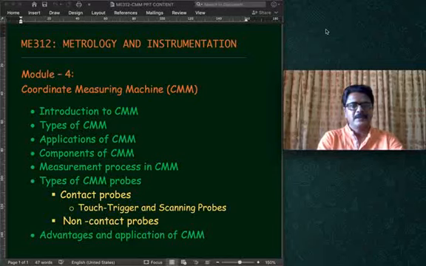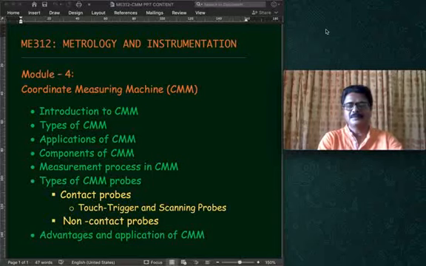In this session of metrology and instrumentation, we will be dealing with the coordinate measuring machine, CMM. In this session, we will be discussing the concept, types of CMM, applications, components, the measurement process, the types of probes, and a few applications.